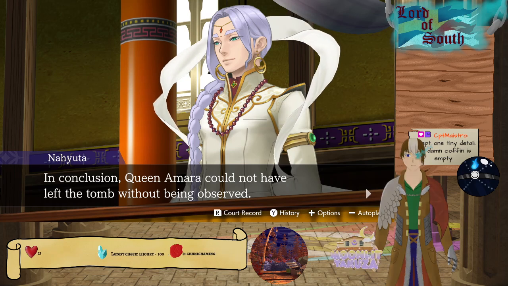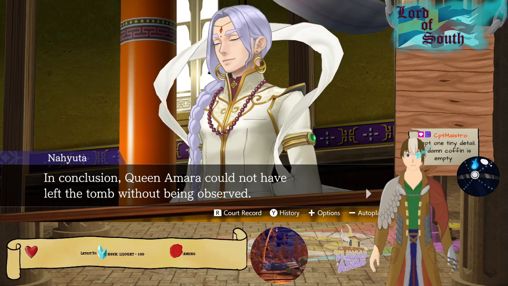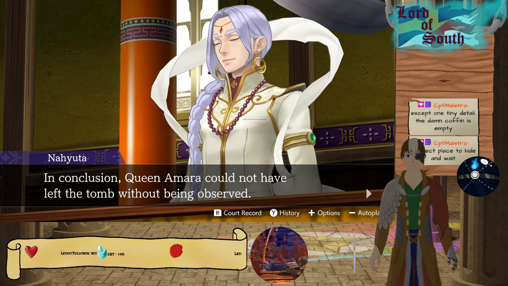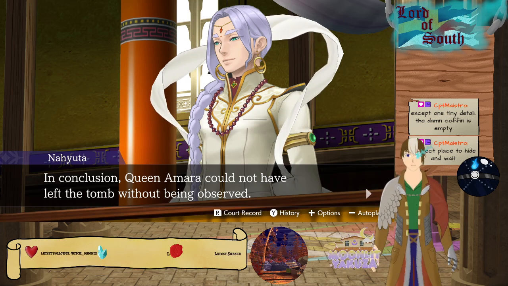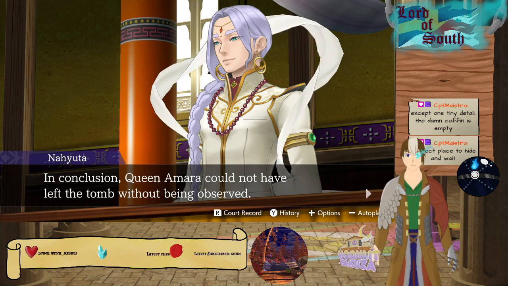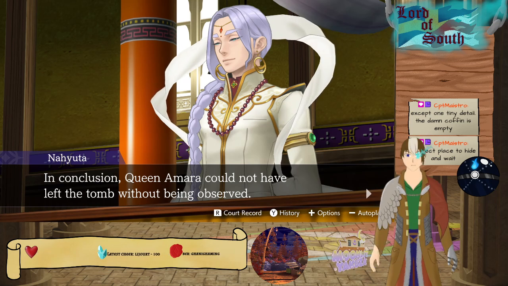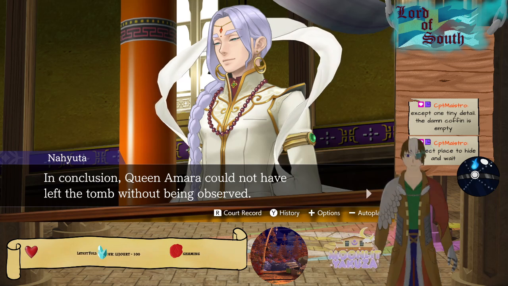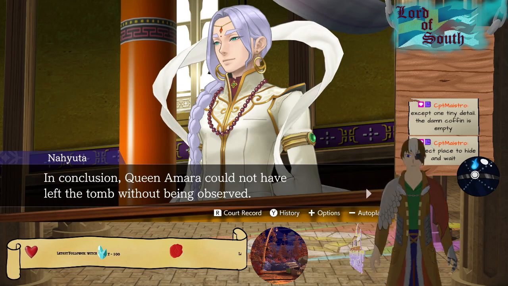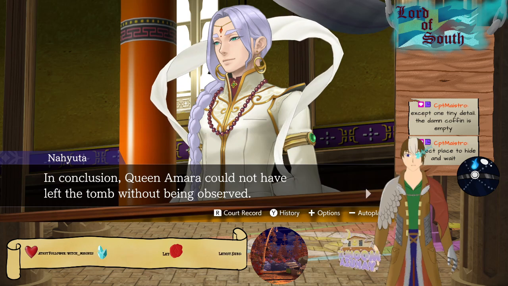Yeah, I know. They do say, though, that it basically has a lock and key. And they did say that only trustworthy people such as the Queen and King, and probably the highest servant, Queen Amara, actually have the key. So yeah, she could have hid in there.